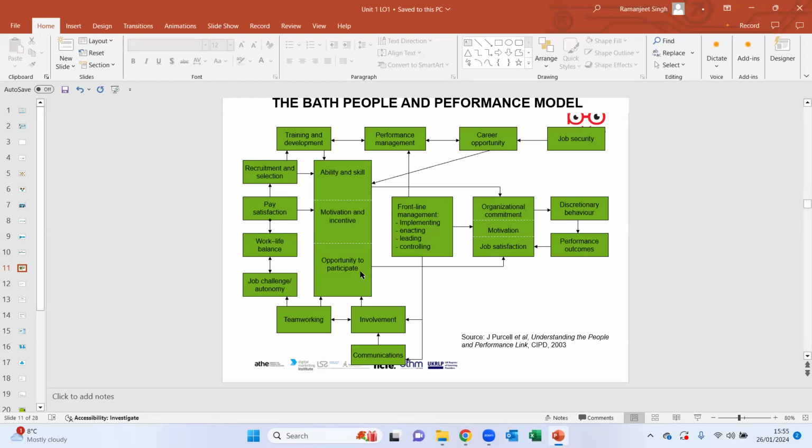So this model is a soft HRM approach. Why? Because it looks at how to get better performance through motivating their associates and giving them the best opportunities. They should even have the ability or the skills to do the job. For example, if I am put into an IT job, I might not know anything about IT, so I don't have the ability or the skills to do that job. That's why they focus on giving their associates proper training and development.